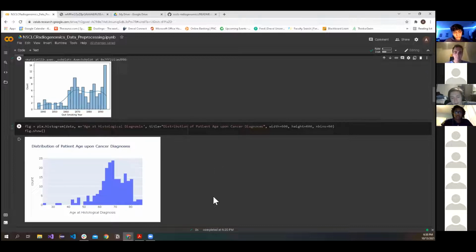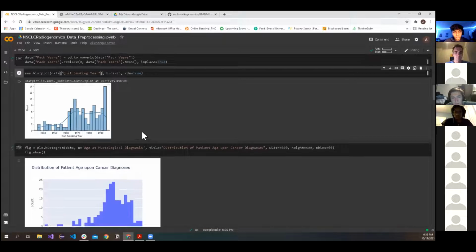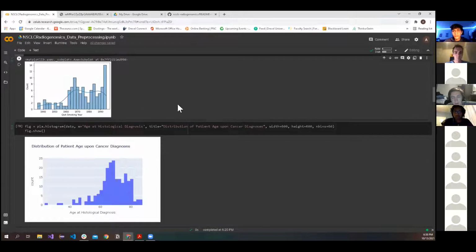It's a little different format, but this is the range of our patients at their diagnosis, as well as the year they stopped smoking. I think these features are going to be correlated. Visually, I can see that, but that's kind of what I thought.